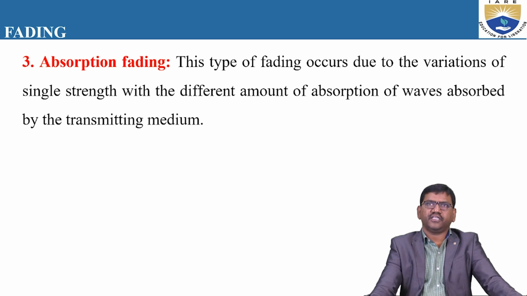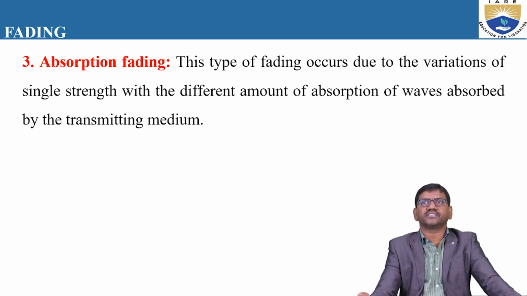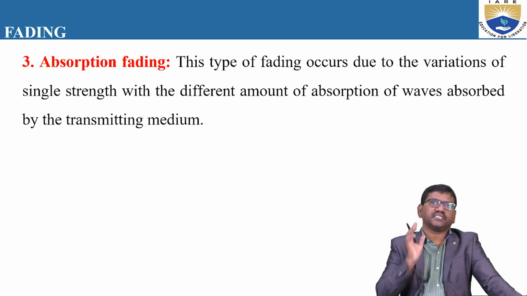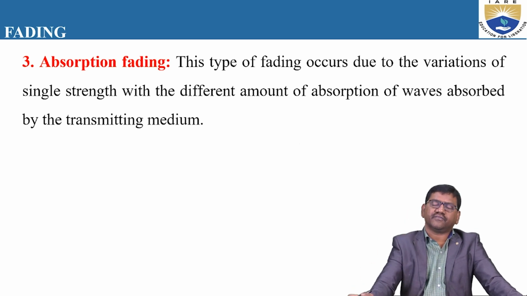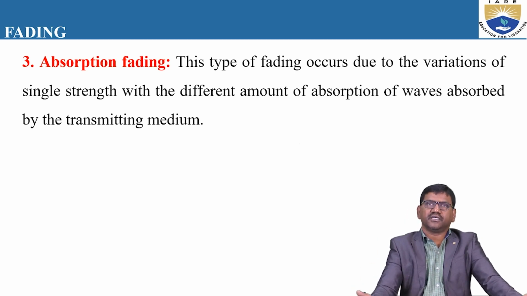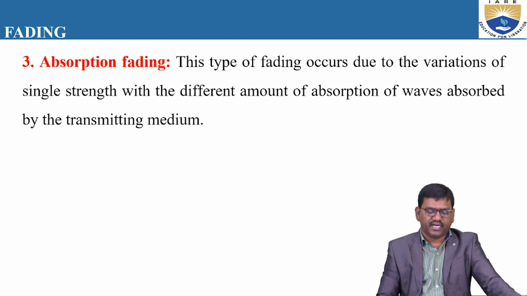Absorption fading. Due to the variation of signal strength, different amounts of waves are absorbed by the transmitting medium, so we call it absorption fading. There are different types of gases and molecules in free space. When we transmit the signal into free space, different molecules absorb these electromagnetic waves. Hence, a slight variation of field strength is observed at the receiving antenna.